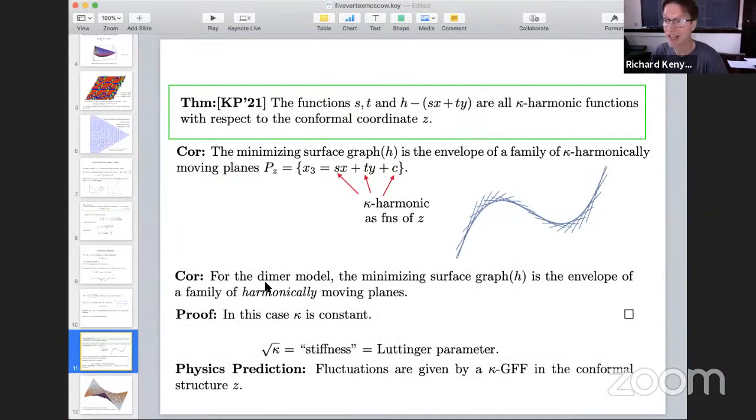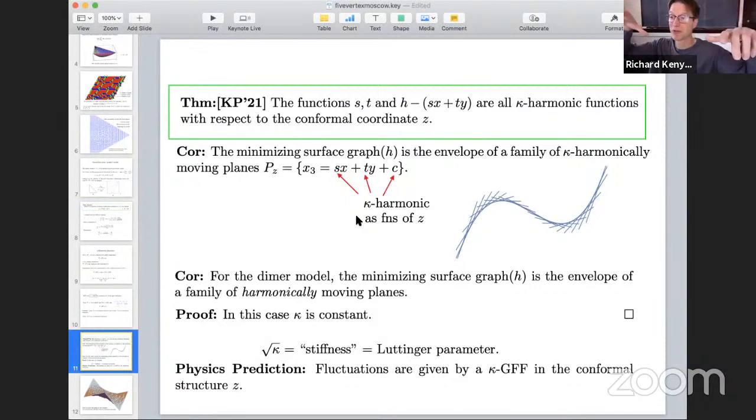And that's exactly what happens for the actual dimer model, because for the dimer model, kappa, that varying conductance, happens to be constant. It's not just a varying conductance, it's actually a constant conductance because the Hessian determinant is constant. So for the dimer model, the minimizing surface graph is the envelope of a family of harmonically moving planes. What do I mean by that? I mean the coefficients S, T, and C are just harmonic functions of this variable Z. Which allows us to solve for quite a large family of boundary conditions.